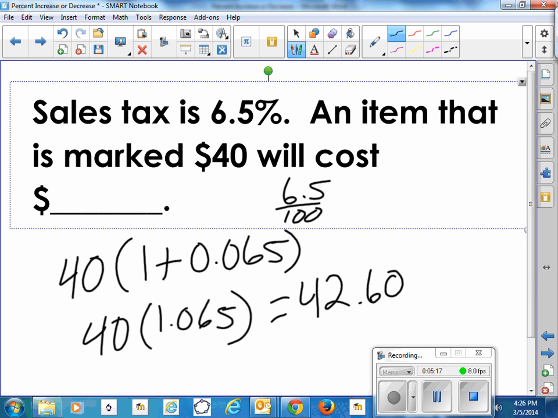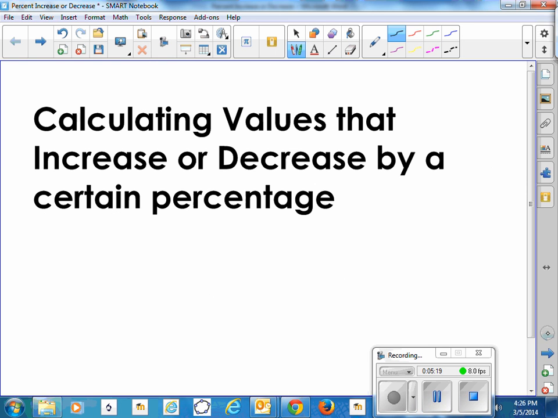So now try the teamwork and look at different ways of calculating values that increase or decrease by a certain percentage. This new way that I've shown you, maybe you've done it a different way before.